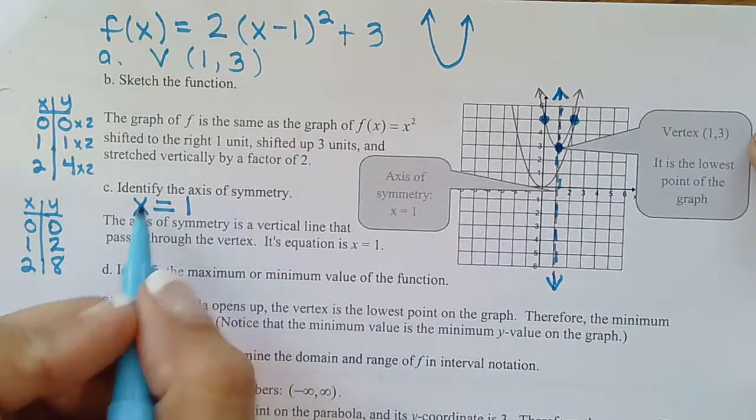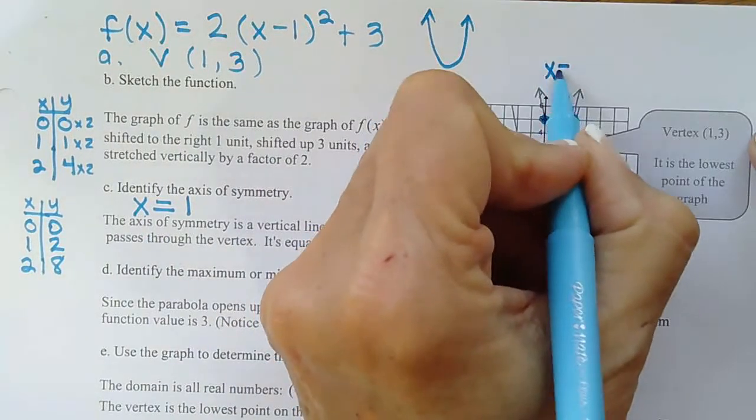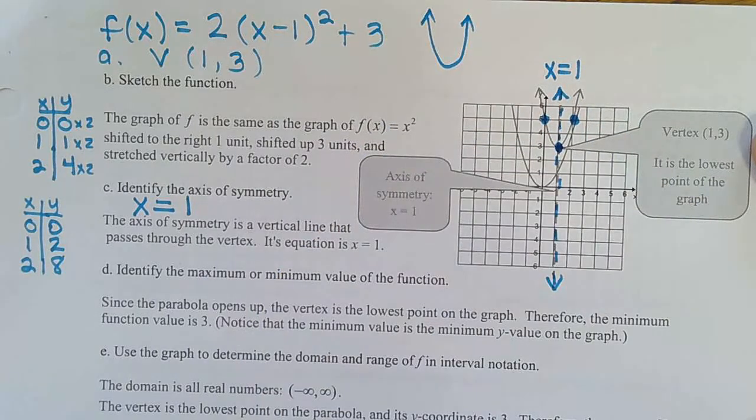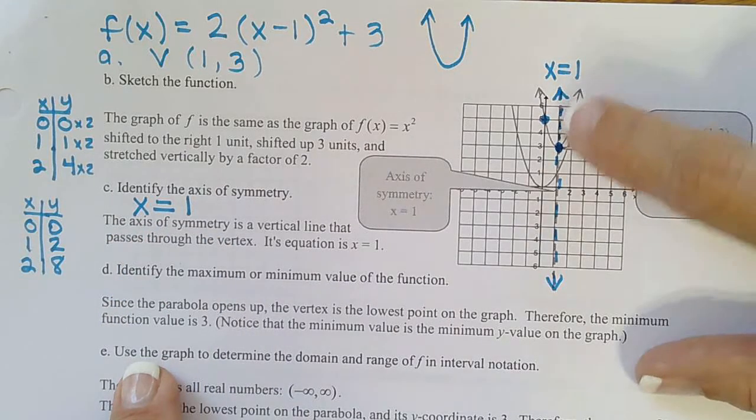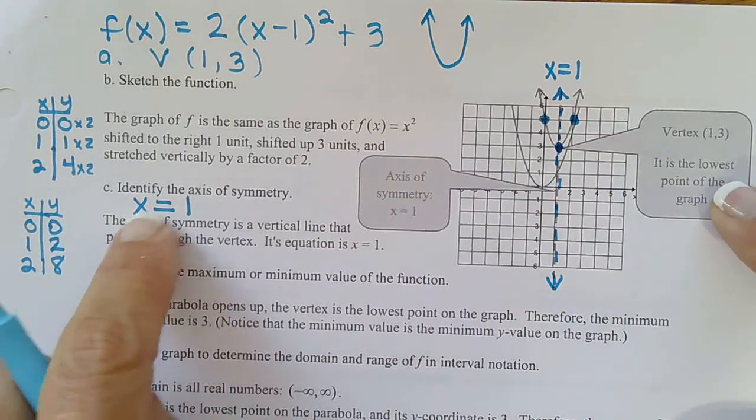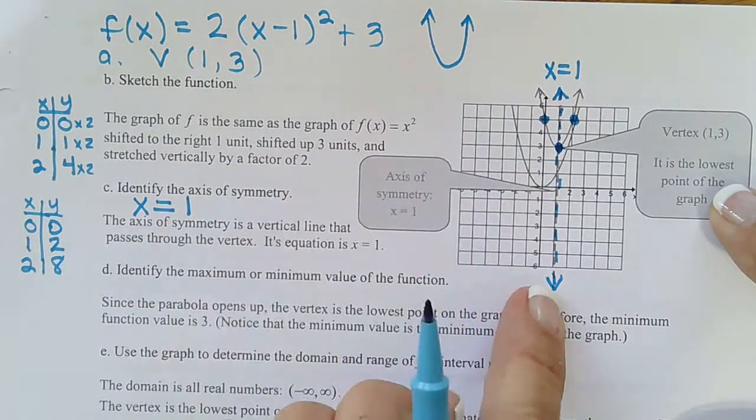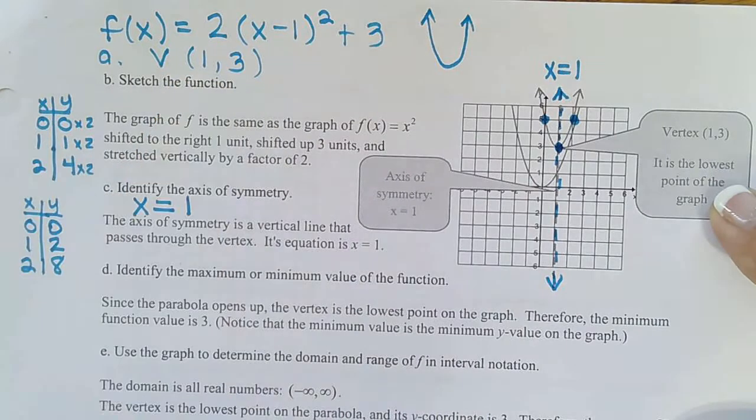And then on the test, I do ask you to label it. So don't write 1. 1 means nothing on a graph. If I say graph 1, that means nothing. You have to say x equals 1 because that's a line. So x equals, because it's a vertical line, and you just pull the x from the vertex.